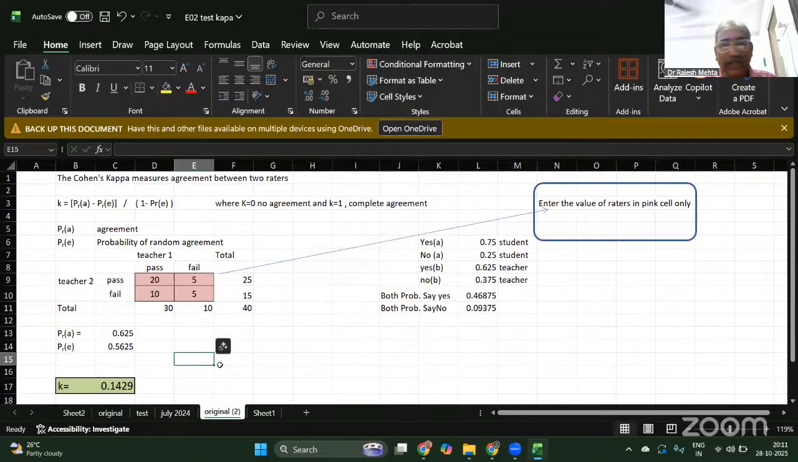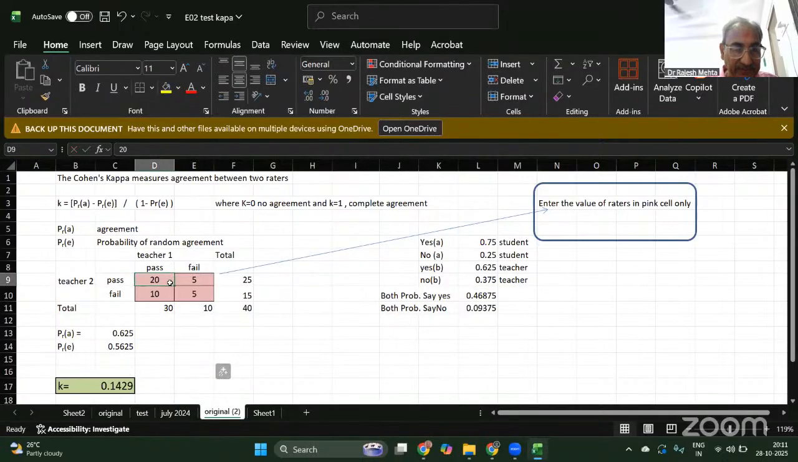And now look at the agreement. The rest of the calculation is done. You need to just look at the kappa score. It is 0.14. This is the kappa score, 0.14. That means the agreement between these two examiners is 0.14.